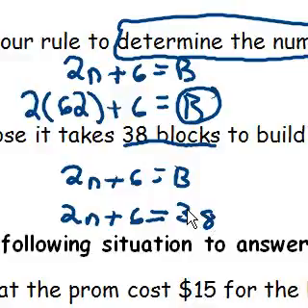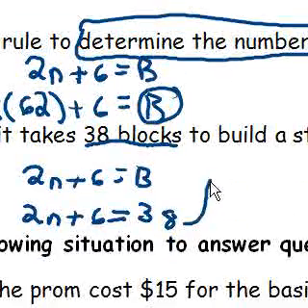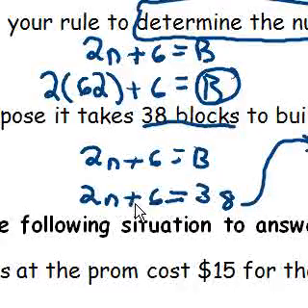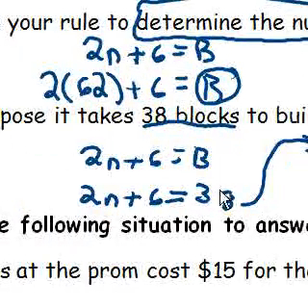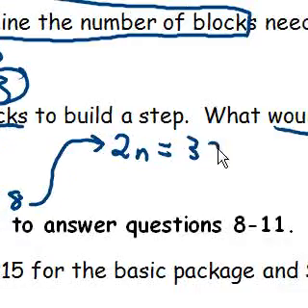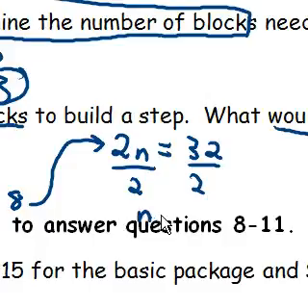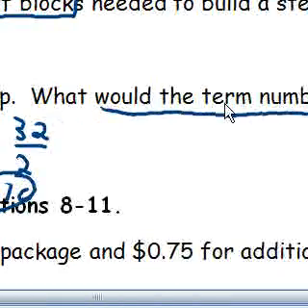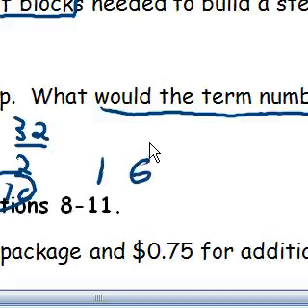And at this point, it's a two-step equation. Well, let's subtract 6 from each side. So that'd be 2n equals 32. We'll divide by 2 on each side to get n equals 16. So the term number would be 16.